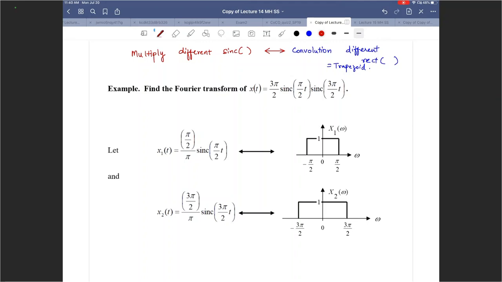So I will say in the time domain, I had W divided by pi sinc Wt. The Fourier transform of that came out to be a 1.